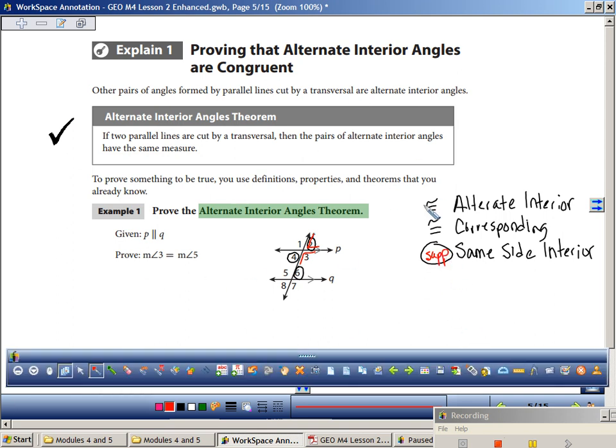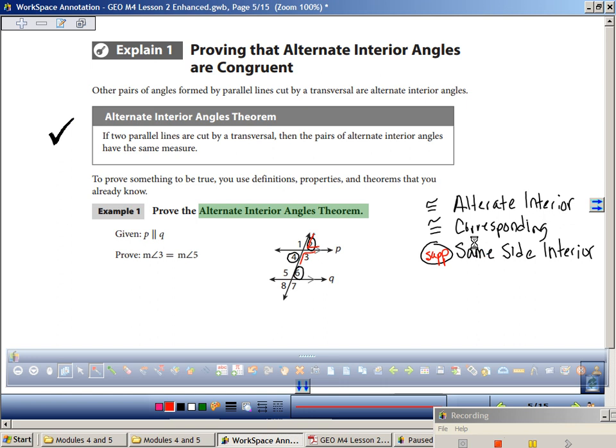All right, so let's use all of this. Let's get back to our proof. Alternate interior angles. I'm going to try and prove that they're congruent, or that their measures are equal. I can use corresponding. I can use same side. I can use vertical. I can use linear pair. I can use supplementary. I can use everything. What can I not use? If I'm proving alternate interior, what can I not use?